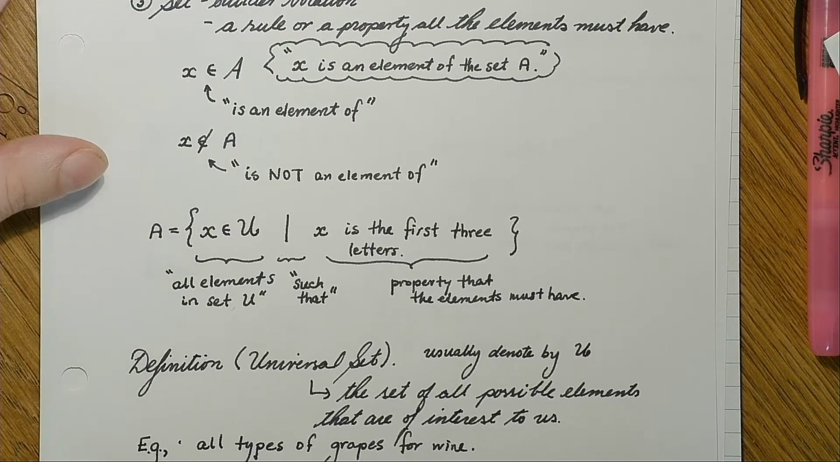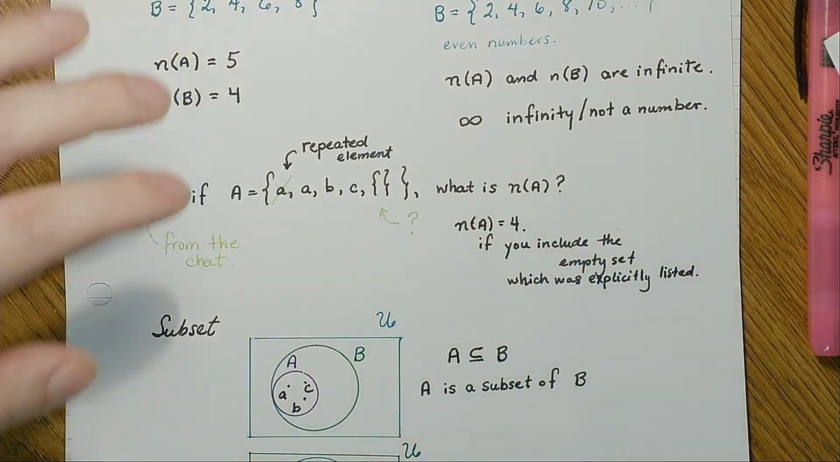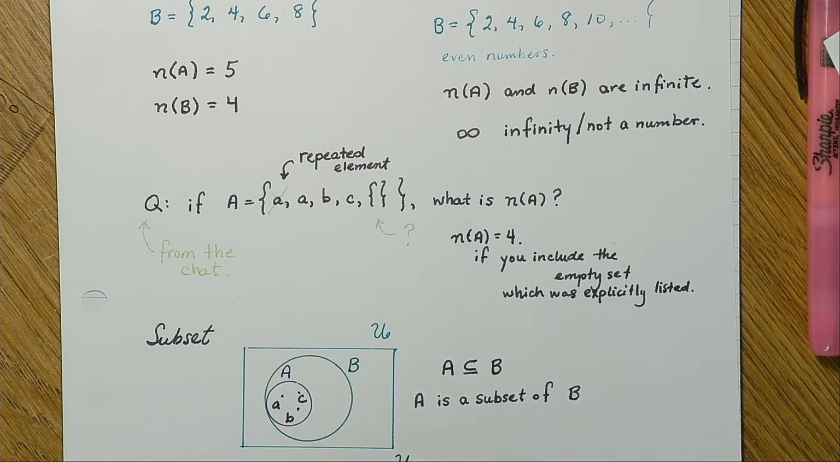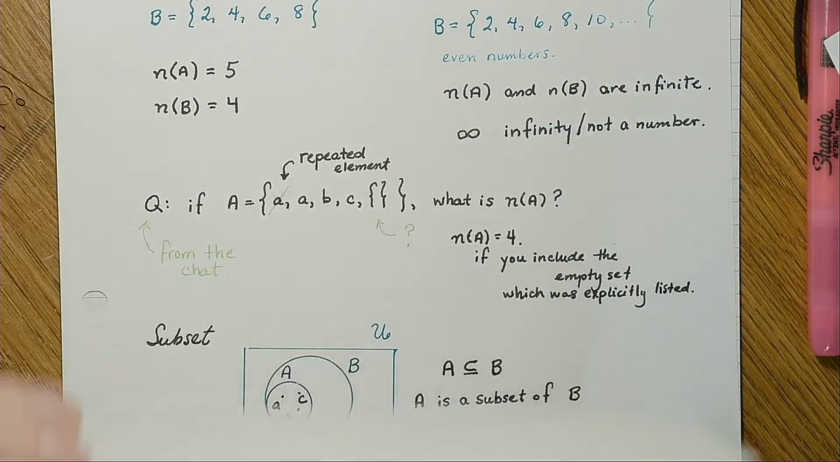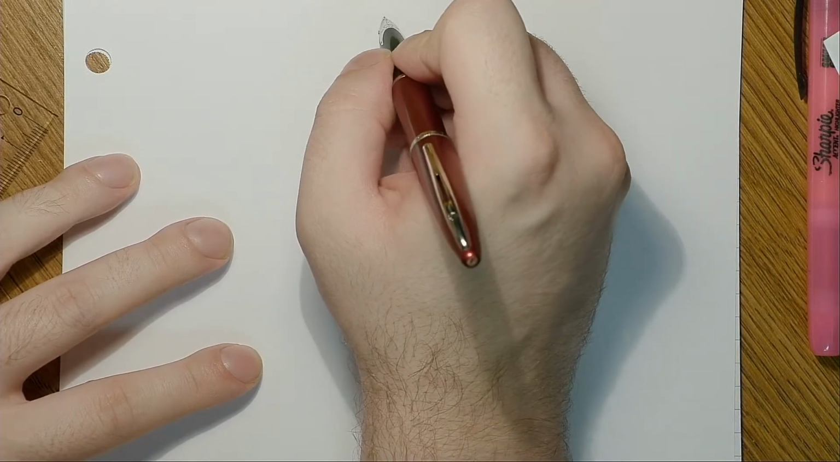Let's do an example. Let's go on to 5. Unfortunately, with the question that somebody's asking, we haven't gotten to that part yet with set operations. So just a moment. We're taking it really slow.